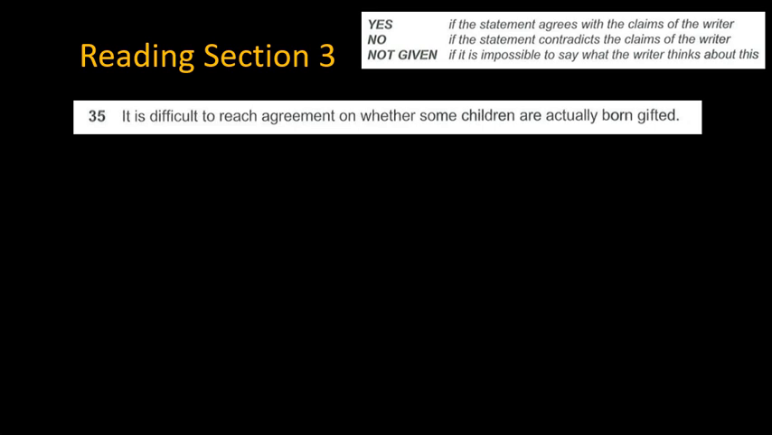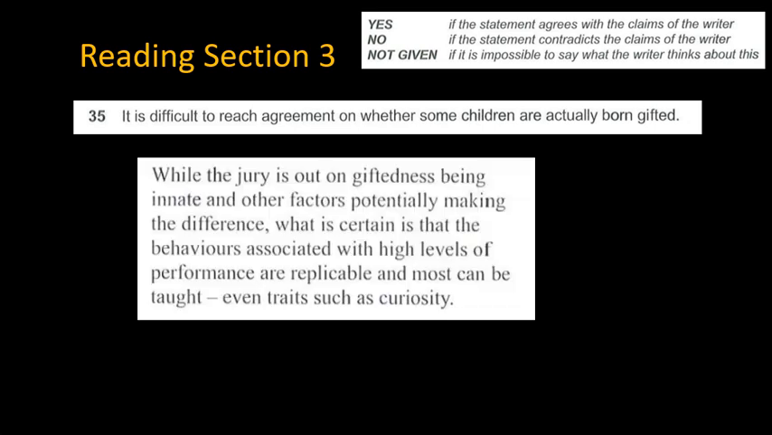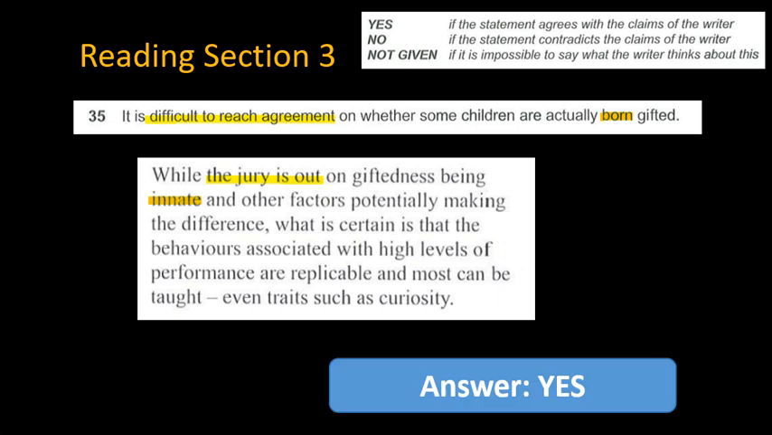35. It's difficult to reach agreement on whether some children are actually born gifted. So here we have a bit about children being born, right? So innate is a word that means when you are born, or something you're born with. And the phrase difficult to reach agreement matches up with the idiom the jury is out. The jury is out means not everyone agrees on something. So yes is the answer to 35.